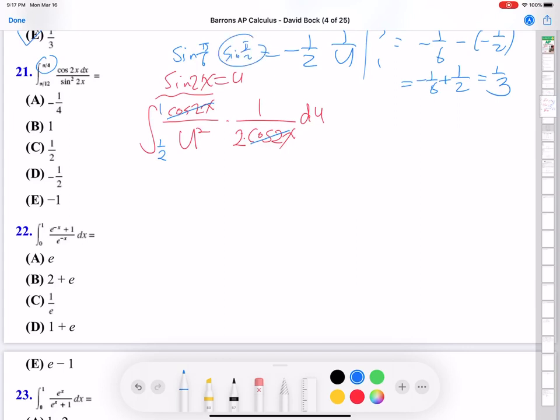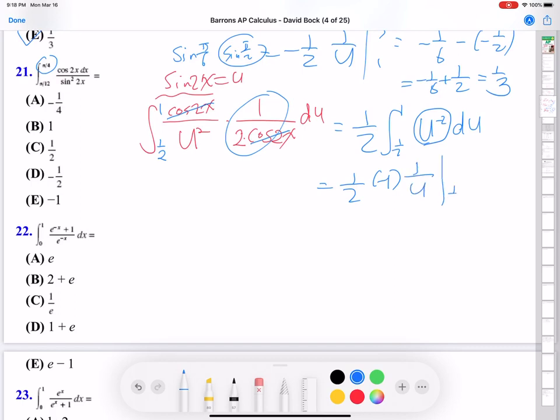So 1/2 to 1. This 1/2 is just a constant coefficient, it goes to the front, and then the integral, negative, 1/2 to 1, of u to the negative second power again, du. So the integral of u to the negative second power, by the power rule, is negative 1 times u to the negative 1, which is 1 over u, and then from 1/2 to 1.